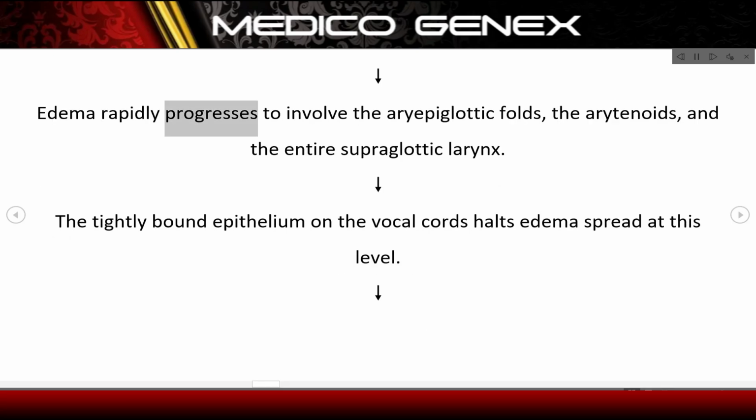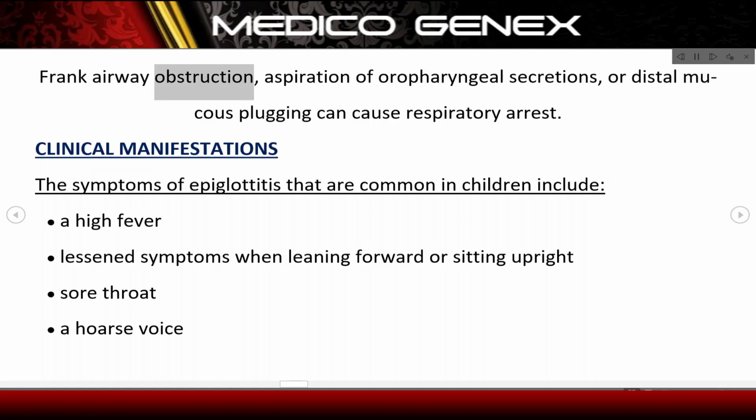Edema rapidly progresses to involve the aryepiglottic folds, the arytenoids, and the entire supraglottic larynx. The tightly bound epithelium on the vocal cords halts edema spread at this level. Frank airway obstruction, aspiration of oropharyngeal secretions, or distal mucus plugging can cause respiratory arrest.